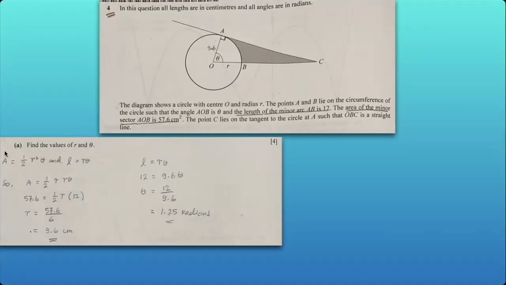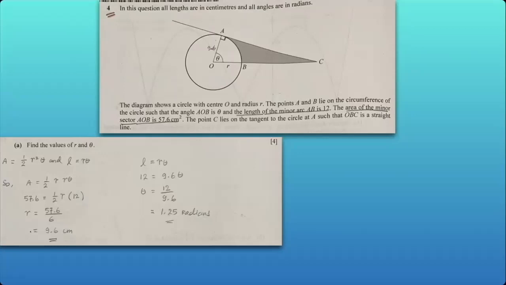Now let's rewrite this into this expression. We have area is equal to half R times R theta. We know R theta, the arc length, which is 12, that's given there. So substitute 12 there. And we're given the area of the sector, which is 57.6. And we can find R, the radius of the circle, which is 9.6 centimeters.